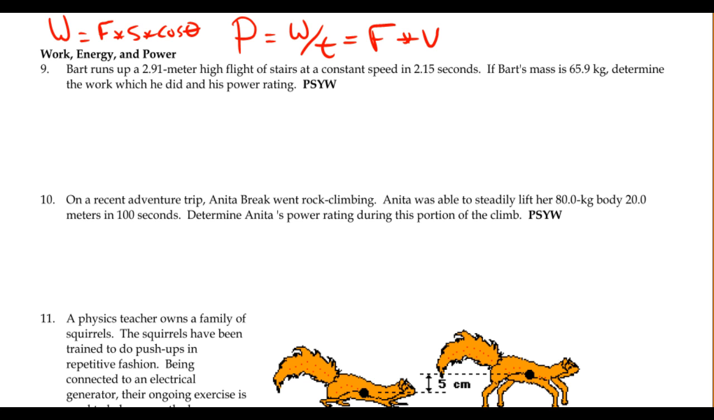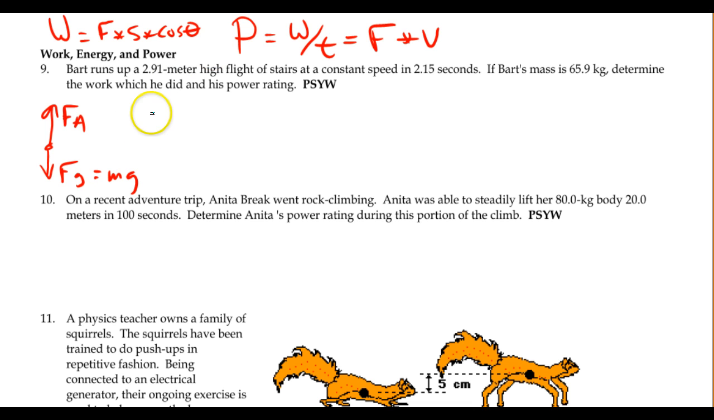If Bart's mass is 65.9 kilograms, determine the work which he did and his power rating. Now, we're going to make the assumption that Bart is applying an upward force to move himself that is going to be equal to his weight, which is mg. We're going to use that applied force to determine the work done, and then we're going to figure out the power rating by bringing in the time.